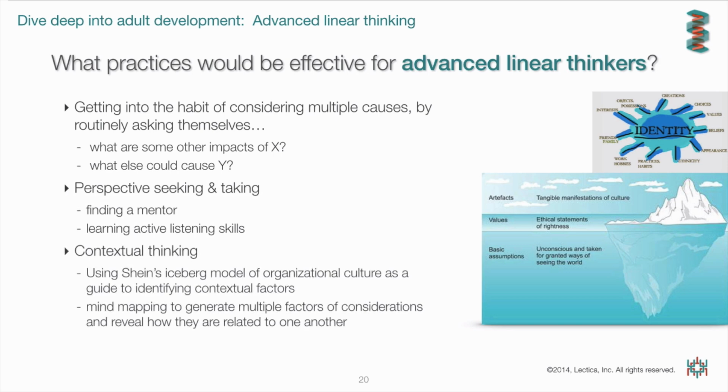Finally, would be finding ways to support contextual thinking, which can be very helpful in surfacing factors that haven't yet been considered. Some ways to achieve this include Schein's iceberg model of organizational culture, shown on the right. This is an elegant way to highlight how many different levels and factors are truly at work when we analyze a workplace situation. We can also use mind mapping to help clients generate multiple factors or considerations and explore how they're related to one another.